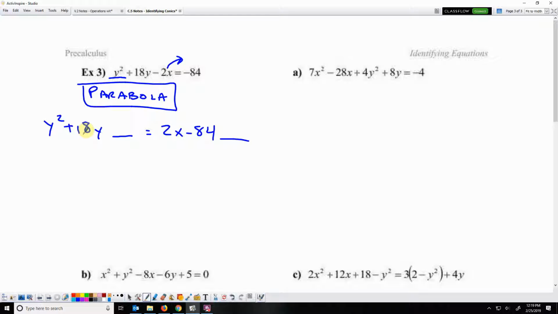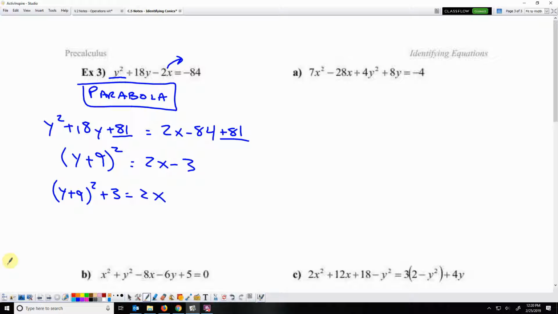Half of 18 is 9, and 9 squared is 81, so I'm adding 81 to both sides. To factor this square trinomial, y plus half of b is 9, squared, equals 2x, negative 84 plus 81. Now I want to get x by itself. So y plus 9 squared plus 3 equals 2x.